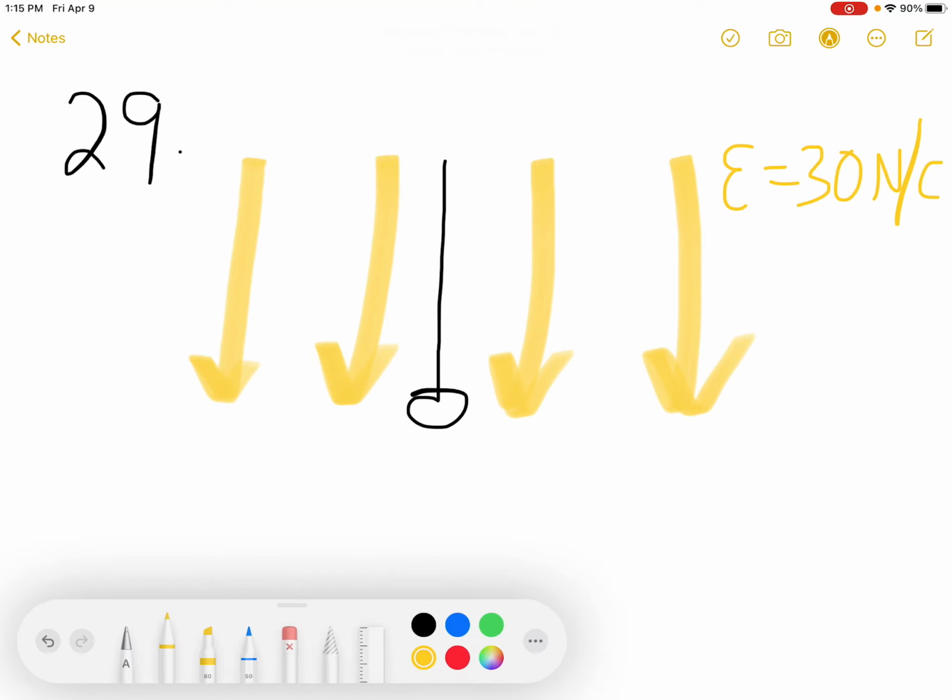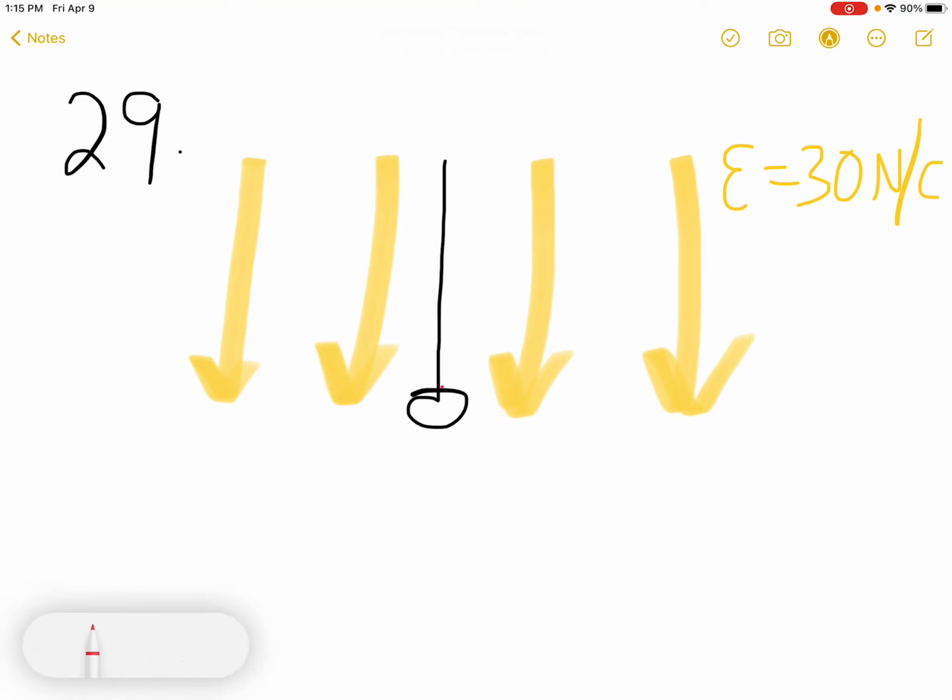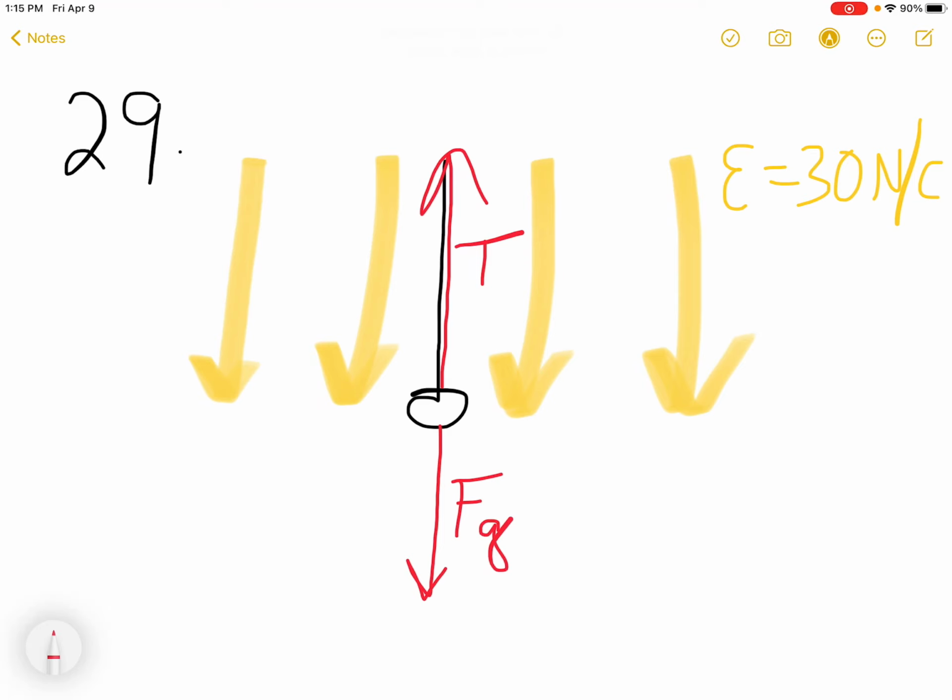So let me change to red. There's obviously a tension force going up. That's our tension. And then there's a force down, right? Which is the force of gravity on the ball. We know that gravity is important because they told us the mass. So that's how we know to include gravity.